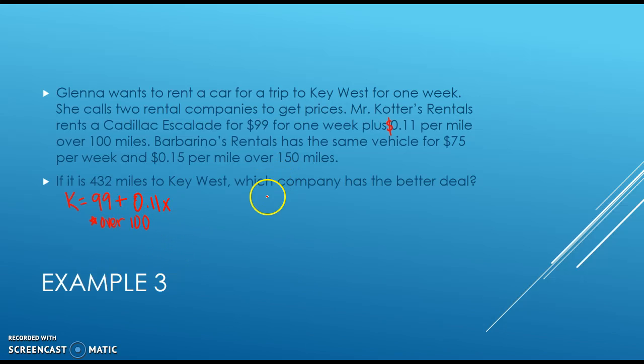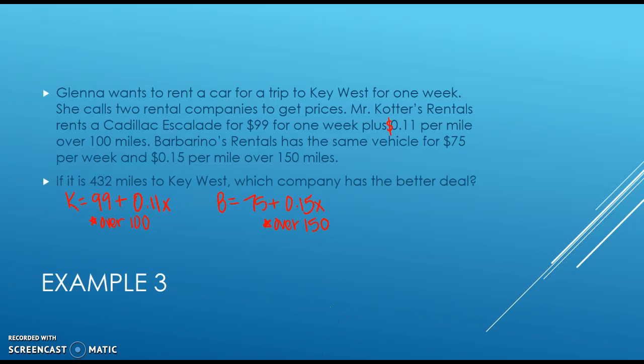for Barbarino's. All right, so then for Barbarino's, we have B equals, their flat rate is 75 plus 0.15 per mile over 150. All right, so we're going to make note here that theirs is over 150 miles.